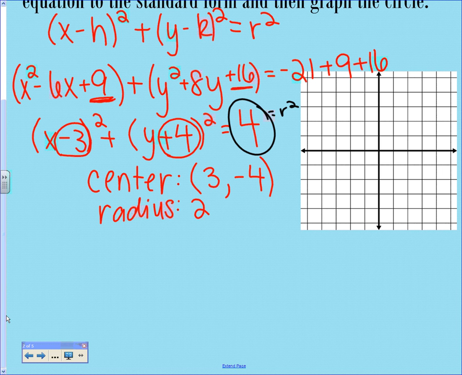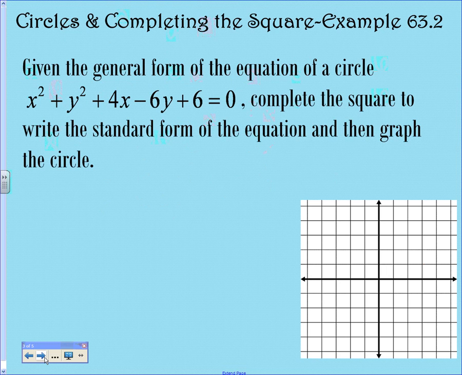Okay, so now we graph it. How do we graph that? Okay, so where do I go for my center? Okay. Now what? Go left 2, right 2, up 2, and down 2. And now you draw a perfect circle. Y'all see how that works? Okay. So now let's look at another example.